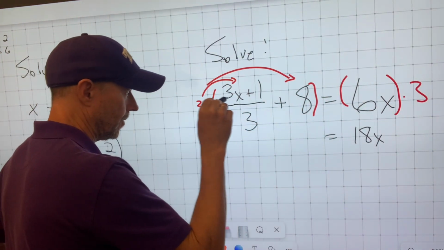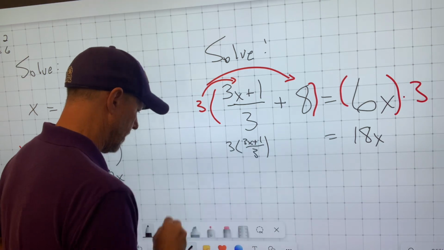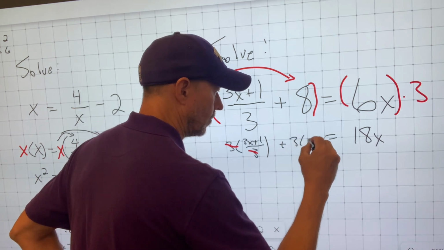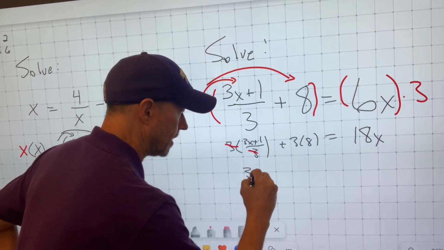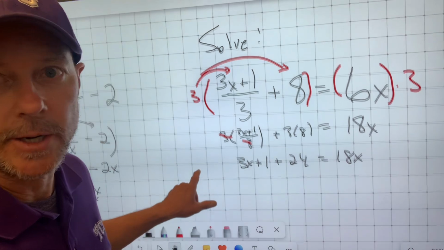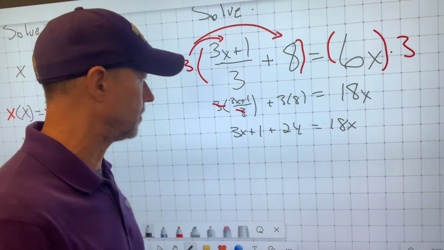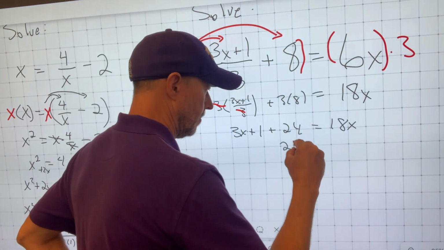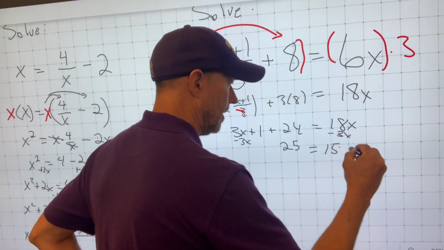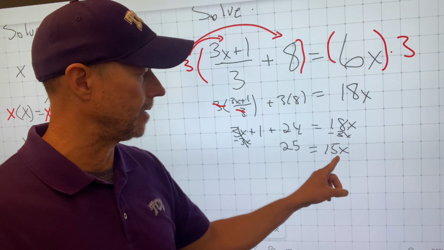On the left, when I go 3 times this fraction, the 3's reduce. But I also have to go 3 times that 8. So we have 3x plus 1 plus 24 is equal to 18x. Now there's no squares anywhere, so it's just linear. So we're not setting it equal to 0, we're just solving for x as you learned back in Algebra 1. So add 1 and 24 is 25, and I'm going to subtract the 3x from both sides. So I have 25 is equal to 15x. That goes away, and I added the 1 and 24 to get 25, and 18 minus 3 is 15.